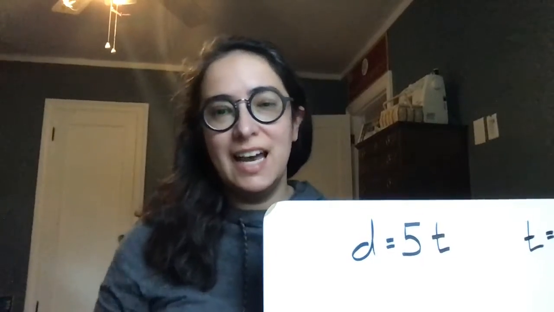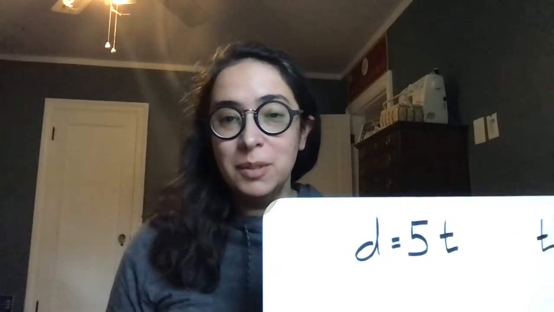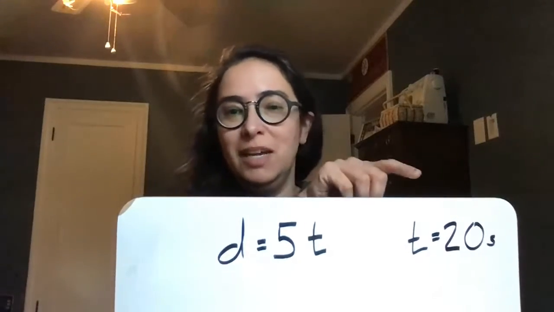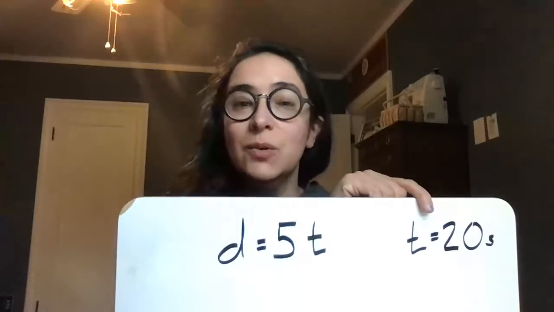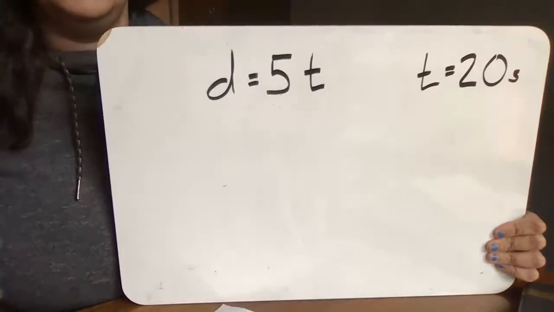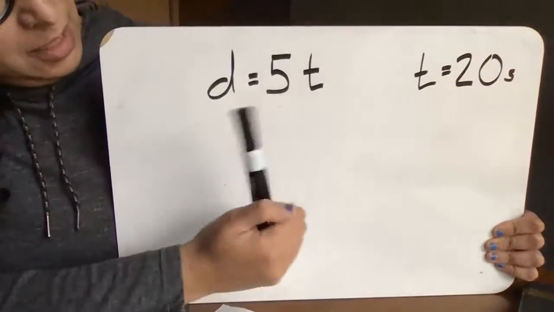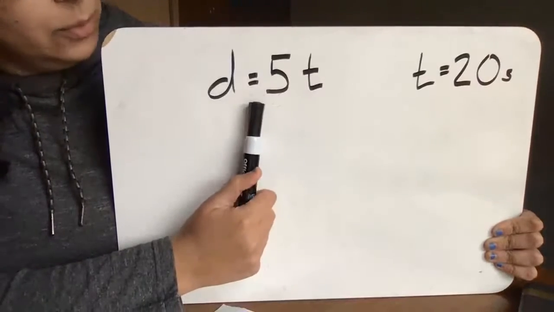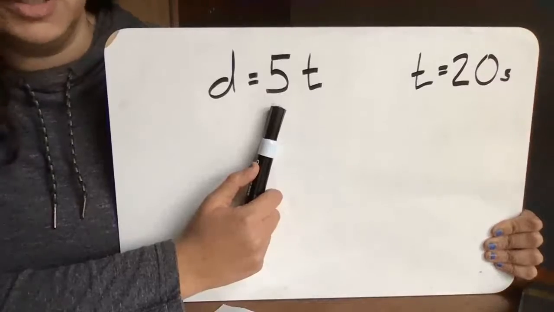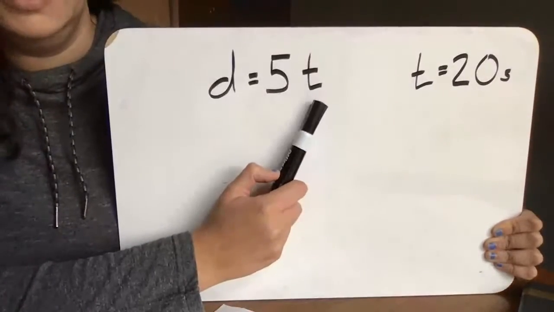Hello, physicists. I am going to go through an example problem on how to use an equation and information given in a problem in order to calculate a distance. So in this problem that I've come up with for you, I've written an equation. I've said distance is equal to some constant velocity of 5 meters per second multiplied by time.